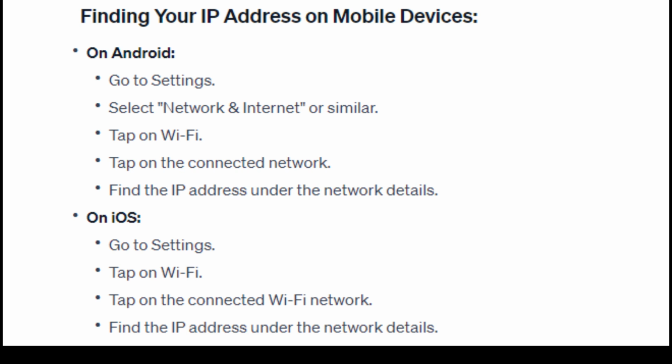Finding your IP address on mobile devices. On Android, go to Settings. Select Network & Internet or similar. Tap on Wi-Fi. Tap on the connected network. Find the IP address under the network details. On iOS, go to Settings. Tap on Wi-Fi. Tap on the connected Wi-Fi network. Find the IP address under the network details.